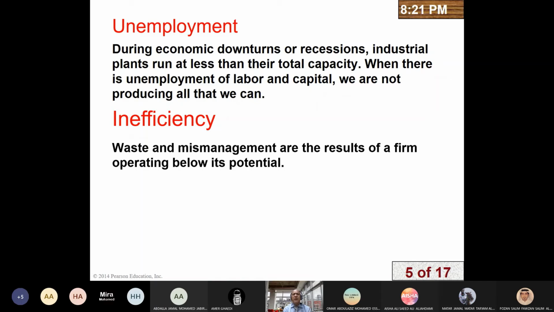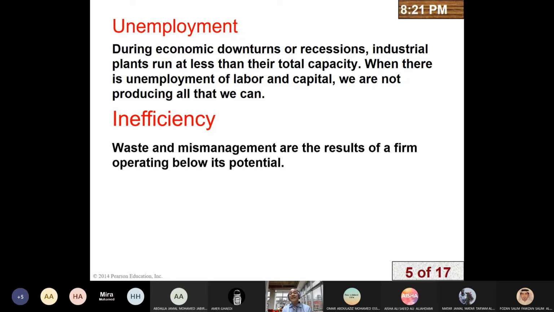For example, in the UAE, we have 100 persons who are able to work, but we managed to employ only 90. So 10% will be unemployed. A wide definition of unemployment is when some labor and capital are unemployed.